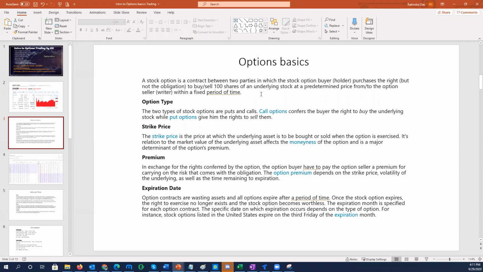So you signed a contract with the homeowner, providing $10,000 for the right. So you got the right to buy the house at $1 million.